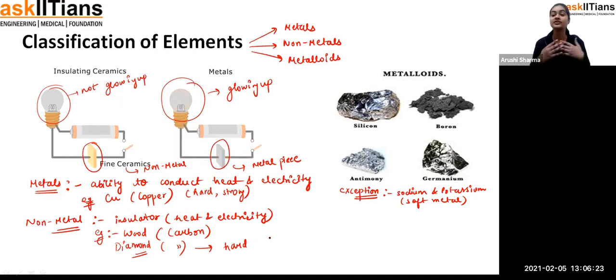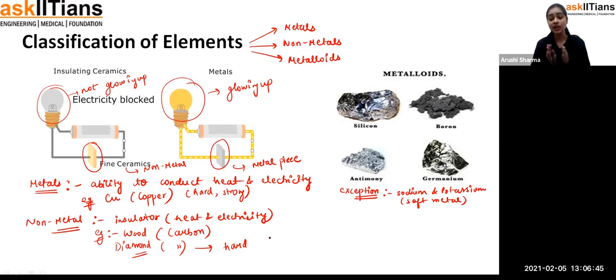But if we talk in general, if we take a group of metals and non-metals, the major property we get from them is that metals are those elements which are able to conduct heat and electricity. That means they act as conductors, and non-metals are those which are not able to conduct heat and electricity. That means they act as insulators.